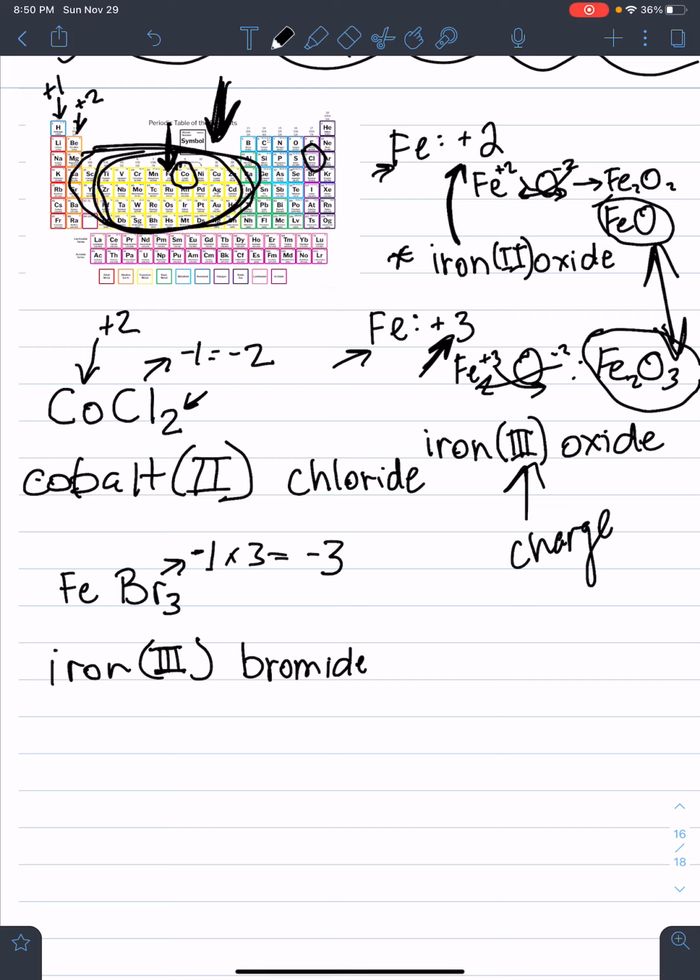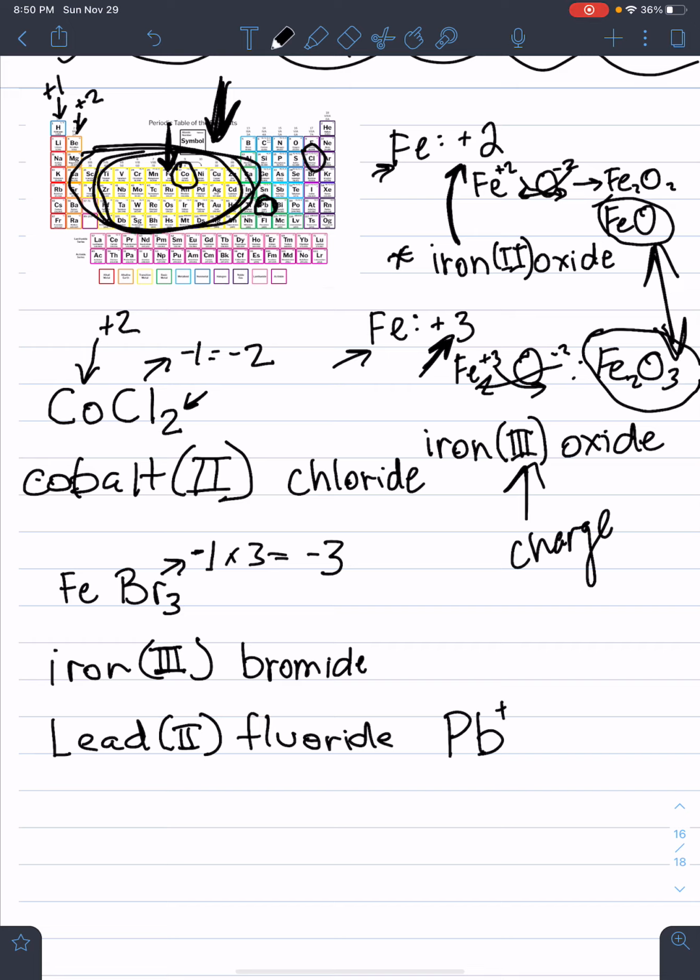So now I'm also going to have you guys go from when I give you the name, you're going to have to write the symbols. So let's look at one. Let's do lead 2 fluoride. So lead on our periodic table is going to be Pb. So over here, Pb. And so Pb is going to have a +2 charge.